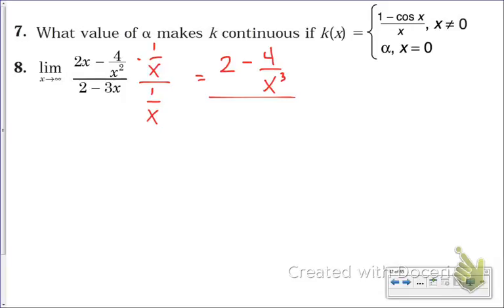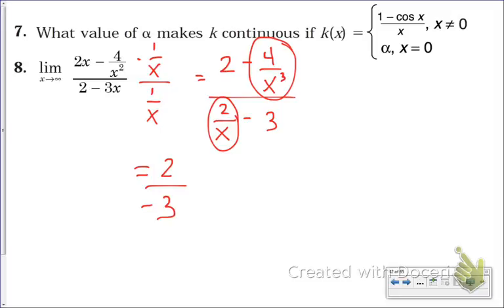1 over x times 2 is 2 over x. And then 3x times 1 over x is just 3. So the limit as x goes to infinity, this piece is going to go to 0. This piece is going to go to 0. And I'm left with 2 over negative 3. So negative 2/3. So this is actually a leading coefficient test.